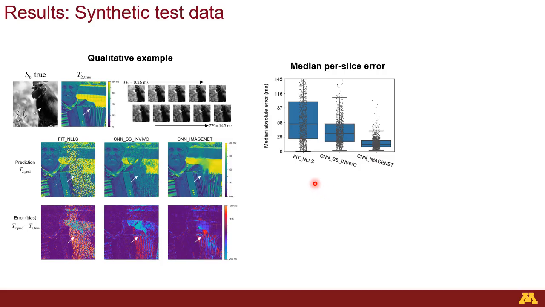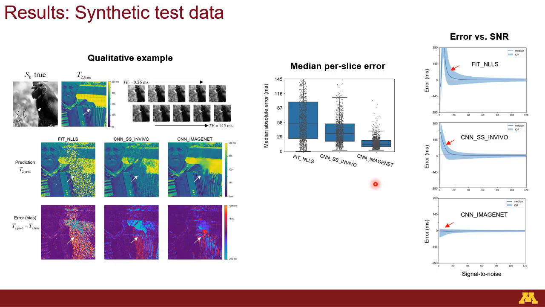Since we know the true T2 values, we can measure the actual errors, and this plot shows the mean absolute error over all 1,000 samples in the test data set. You can see that CNN ImageNet gives the lowest mean absolute error with the lowest variation of all the three methods. We can also look at how the error depends on signal to noise on a per pixel basis. In these three plots, you can see that the three methods, at high SNR, all give very low bias. But in the low SNR regime, the top two methods overestimate T2, whereas CNN ImageNet shows little bias and small variation.